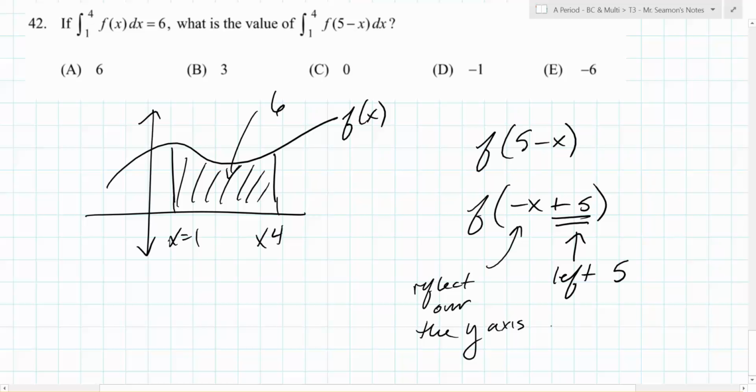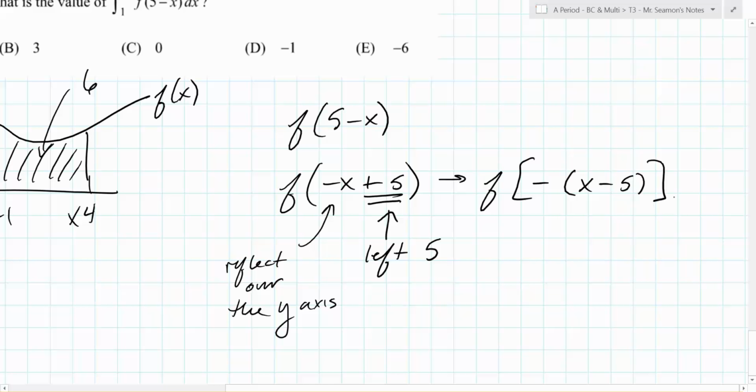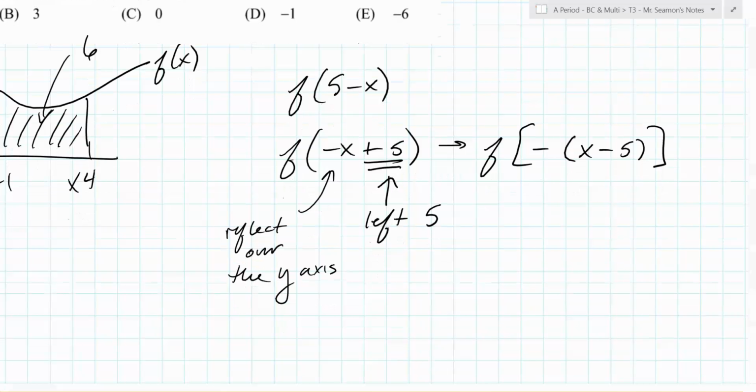Which one do you do first? Do you go left 5 and then reflect it, or do you reflect it and then, what do you do first? Does factoring out the negative matter? Can you factor out the negative? Is that allowed? Negative parentheses x minus 5, because I feel like the 5 has to be. Oh, so you're saying take it like this: f of negative parentheses x minus 5. Yeah. I like that. That's a really good way of looking at it.